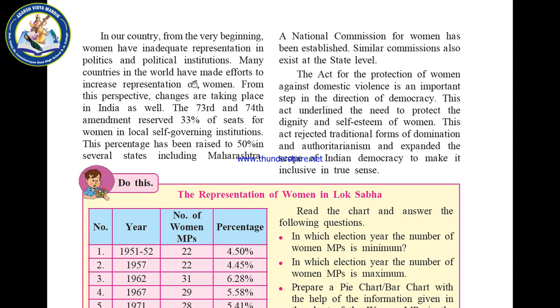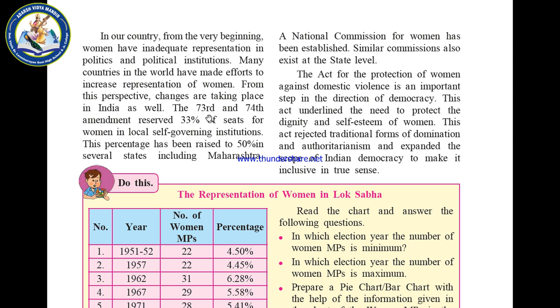Many countries in the world have made efforts to increase representation of women, and for this purpose, because 50% section of the society is women, and that's why their representation is essential in the politics or in political institutions, and that's why many countries in the world have made efforts to increase their representation. From this perspective, changes are taking place in India as well. With this purpose, for increasing the representation of women, India has also made a lot of changes.